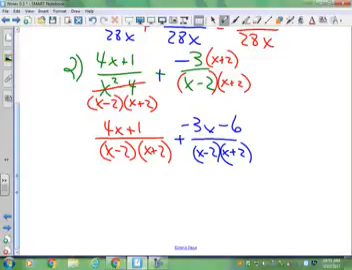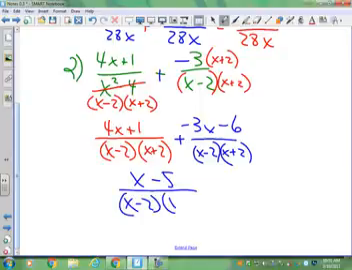1x, right? If I subtract the like terms. And how much numerical constant will I have? Minus 5. All right. Is that going to cancel either one of my denominators out? No. Because x minus 5 doesn't look a thing like x minus 2 and x plus 2.